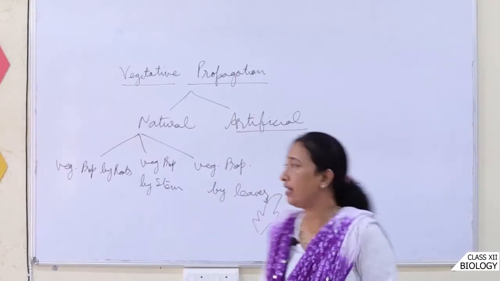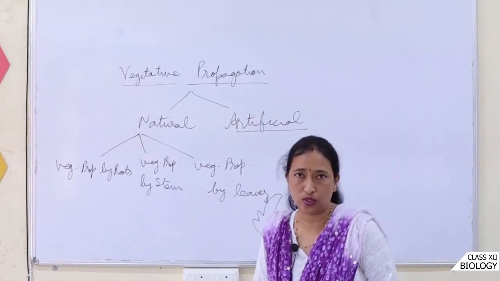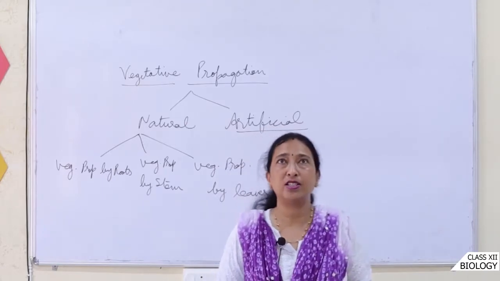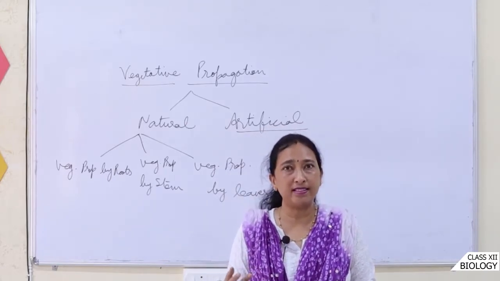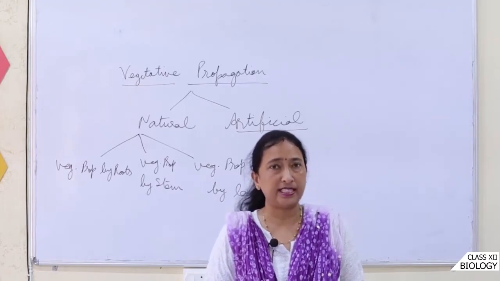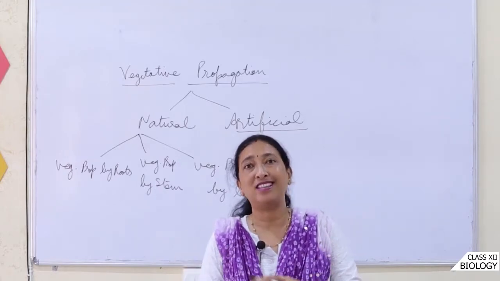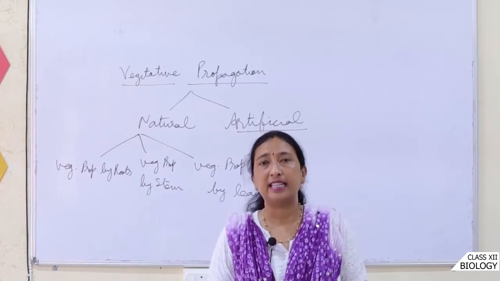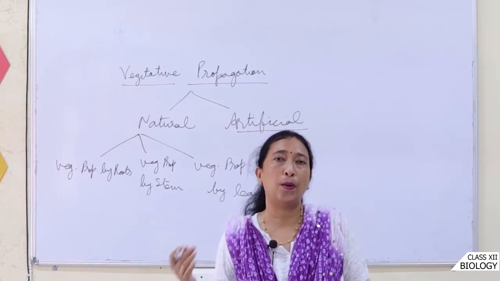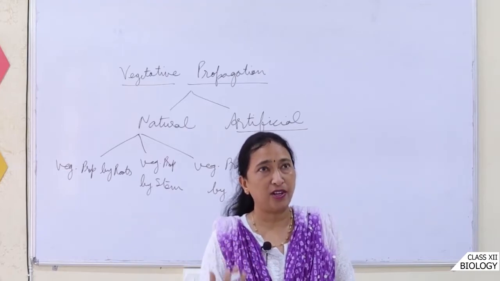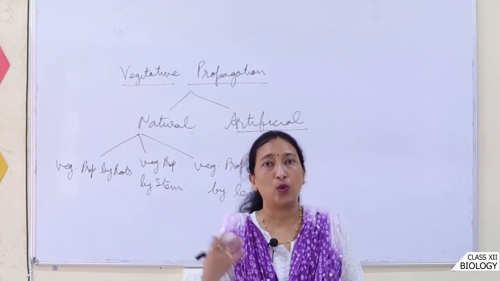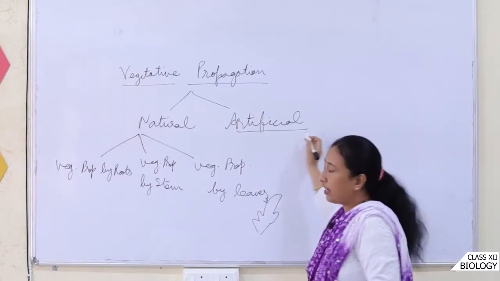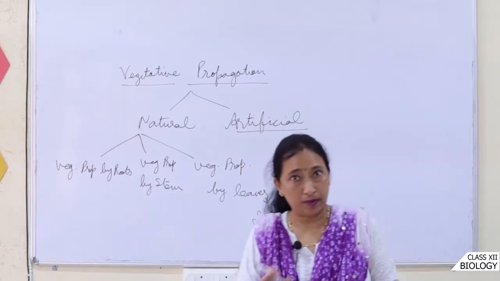Artificial methods, if we see, why are artificial methods chosen as a means of vegetative propagation? Artificial methods are chosen because they are quicker methods by which propagation will take place, and by this method we can combine the superior qualities. If the superior qualities are combined, they give rise to a new plant, and the plant will be of a greater quality. So, from the artificial methods, if we see, there are two methods.